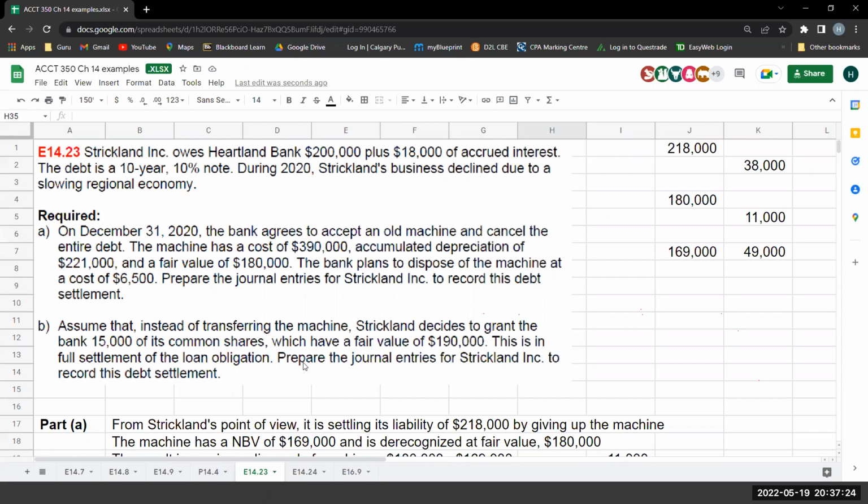Well, if you're talking about the bank, Maria, then the bank is going to record a loss, right? From the bank's point of view, this is a loss. From Strickland, the company's point of view, it's a gain. But it's like, I was really in a bad shape, and somehow a miracle has occurred, and I'm calling that miracle a gain. It's not at all due to the acumen of my company's management.